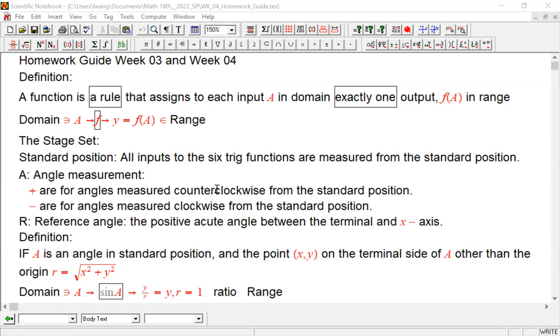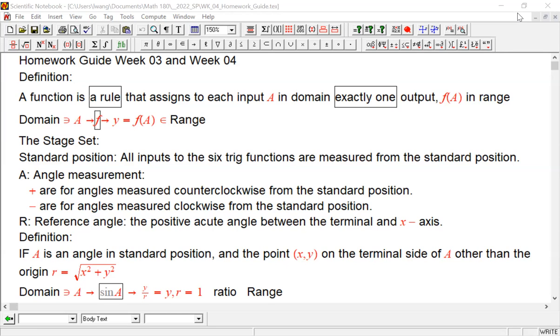Hello, this lesson is a homework guide for week 3 and week 4 homework. This is about what I expect when you do your homework. I wish you to understand that the centerpiece of this course is these concept definitions.